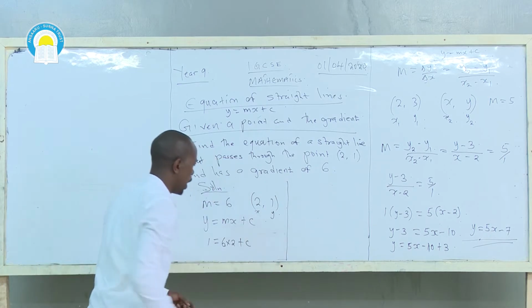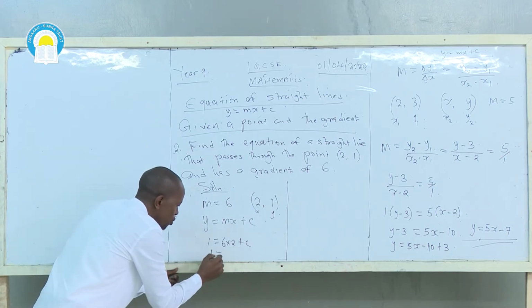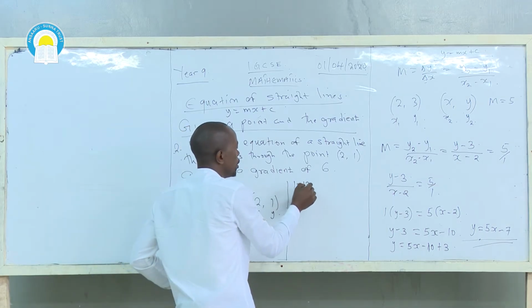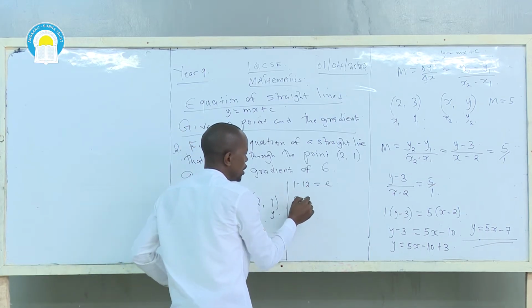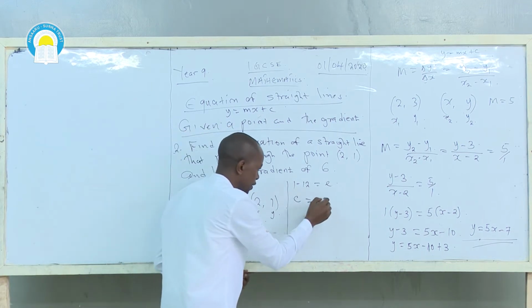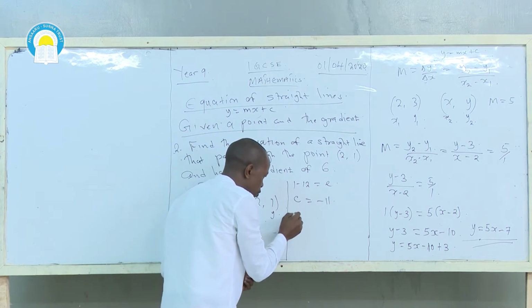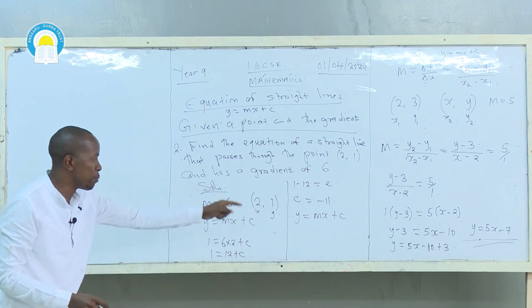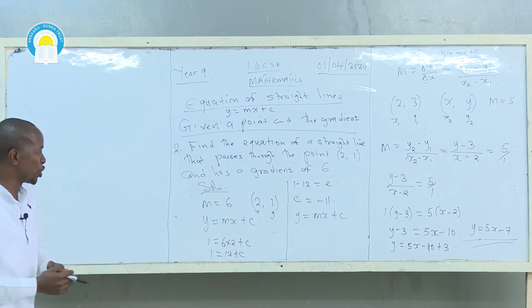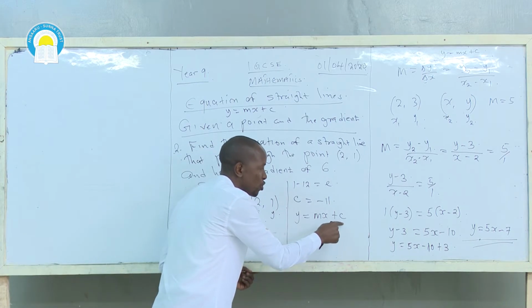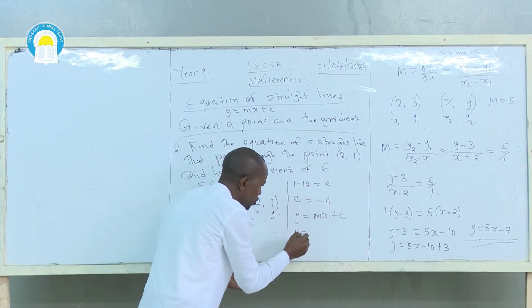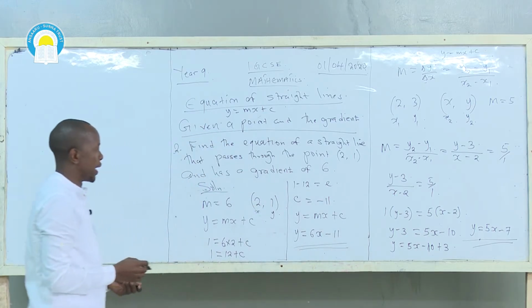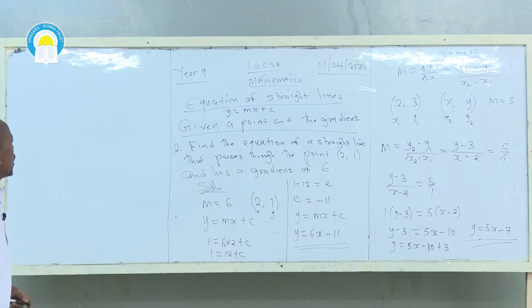Now after we have done that, we're going to have 1 = 12 + c. Now take 12 to the other side. It is 1 minus 12 is equal to c. Our c is equal to negative 11. Now that we have the constant, we replace m and c in the equation because we have their values. y = 6x - 11. That is the first method.